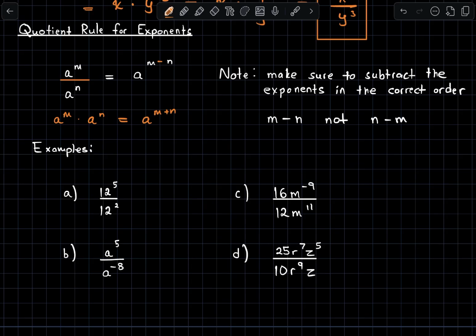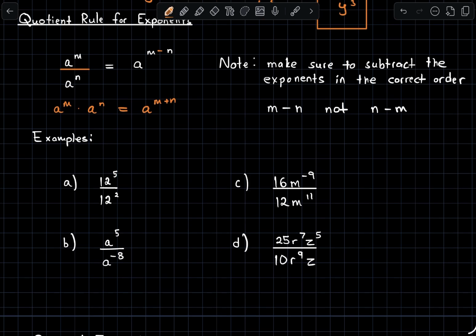So it's a to the m minus n power. Okay, so an important note here is make sure that you're subtracting the exponents in the correct order. So we're given m on top, n on the bottom. It has to be m minus n, not n minus m. So it's whatever's in the numerator minus whatever's in the denominator, not the opposite way around. That'll give us something different.